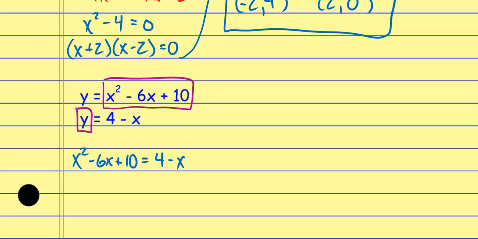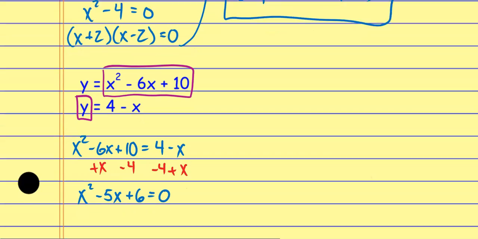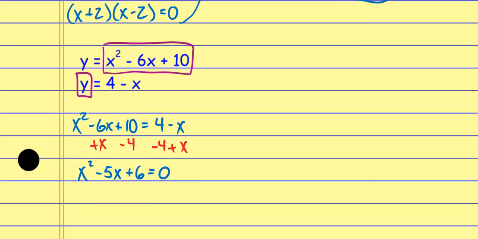And now if I want to solve this quadratic, I always check factoring first. So I'm going to get this thing set equal to 0. So I'm going to add the x to each side. I'm also going to subtract the 4 from each side. So I get x squared minus 5x plus 6 equals 0. I build a bridge and I factor this thing. This one factors into an x minus 3 and an x minus 2.